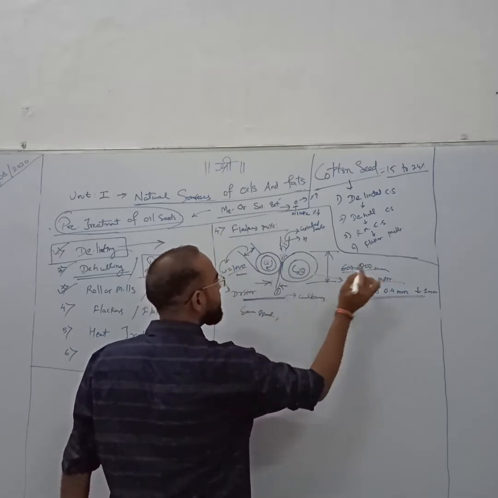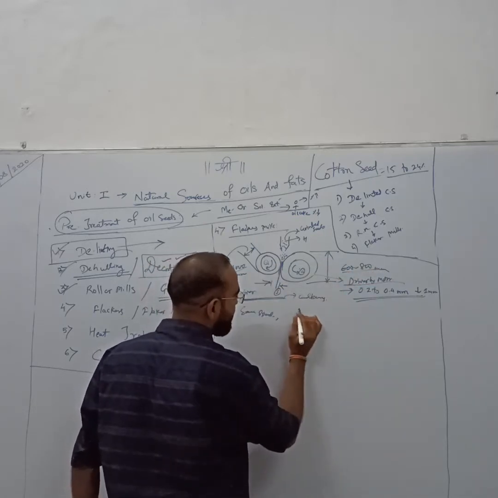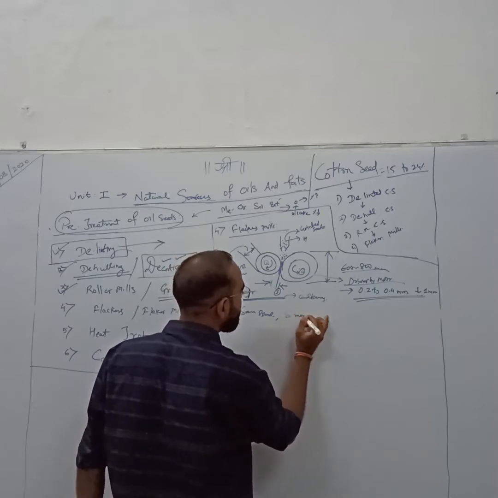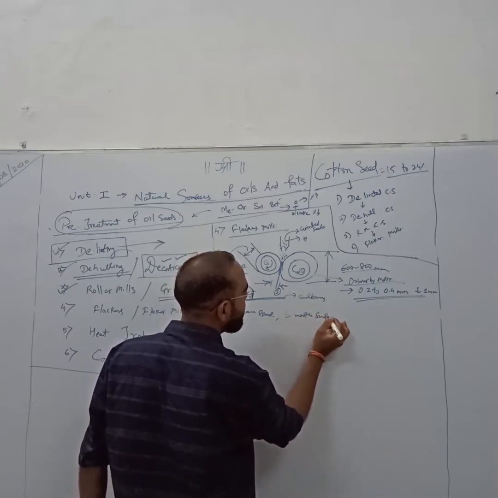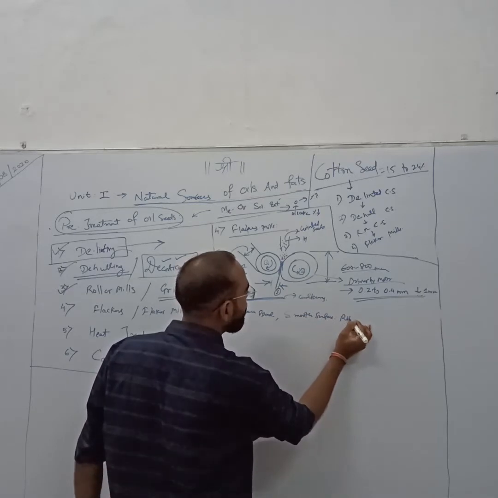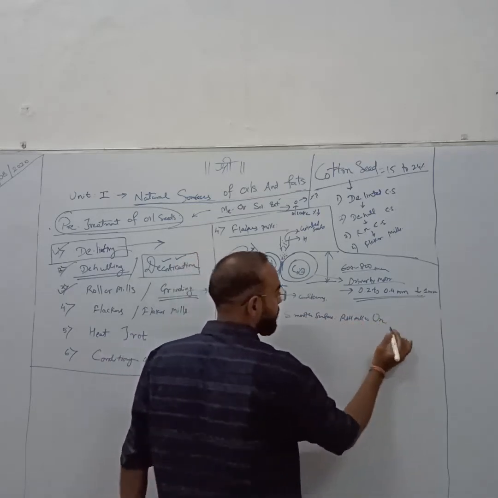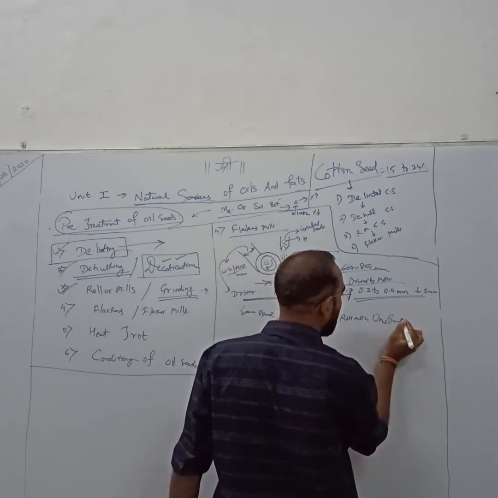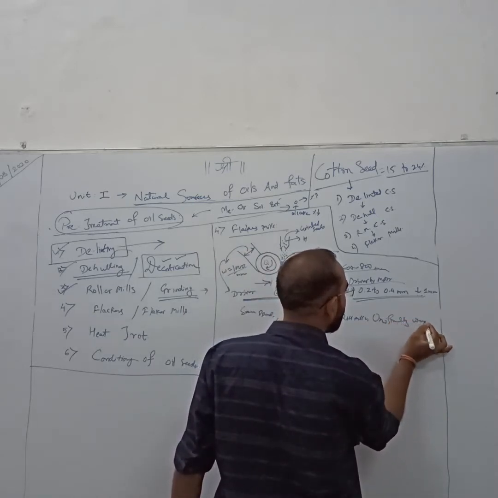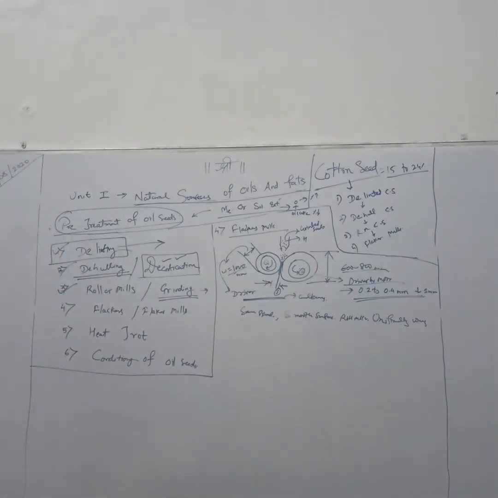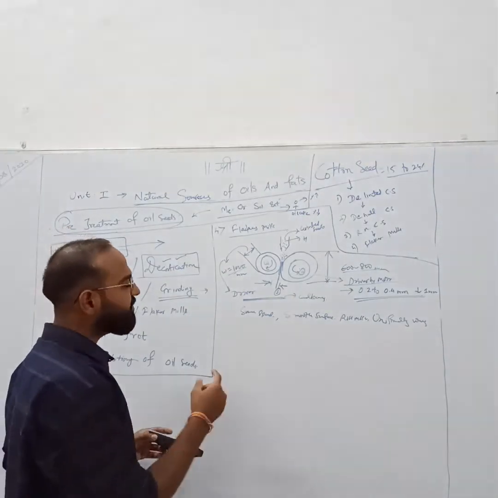Dimensions are already told, 600, 800 and 1000, and then they are smooth surface as compared with the roller mills. They are uniformly rolling. They are rolling in a uniform way. Okay. So this is the flaking operation.